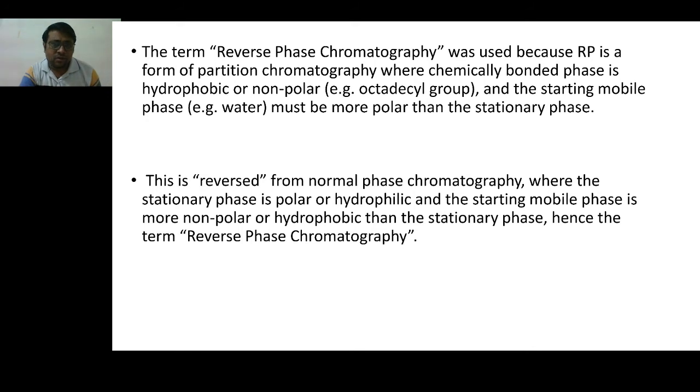The reverse phase is the reverse of normal phase chromatography, where the stationary phase is polar but the mobile phase is non-polar. So the stationary phase is polar or hydrophilic, and the starting mobile phase is more non-polar or hydrophobic. The reverse is true in the case of normal phase compared to reverse phase, hence the term reverse phase chromatography.